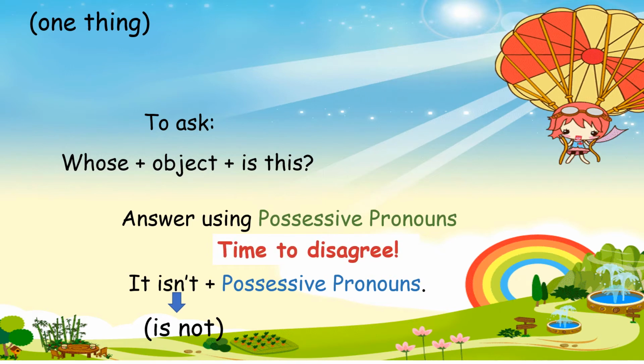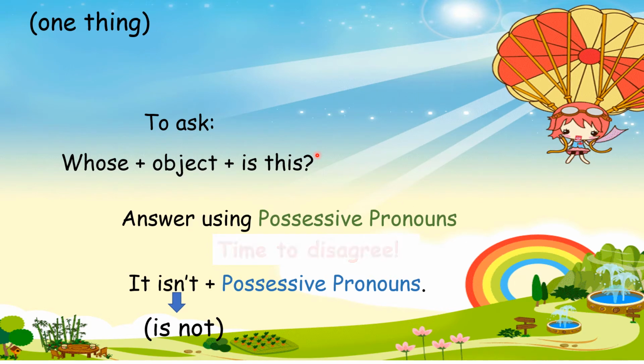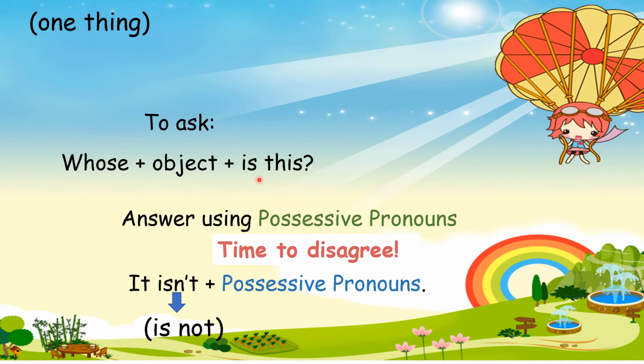In this next slide, we will learn how to ask a question about the belonging of an object or one thing, and how to answer by disagreeing to the ownership of the object. To ask about the ownership of one thing, we start with whose, followed by the name of the object and is this. Remember, when we see is this, we must know that it is asking about one thing.